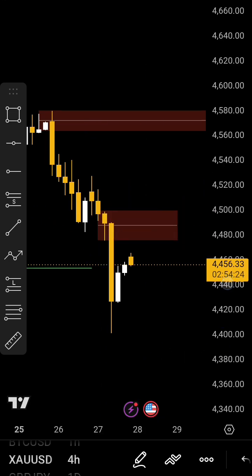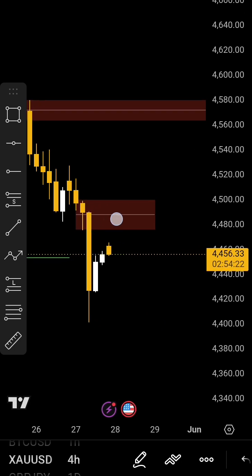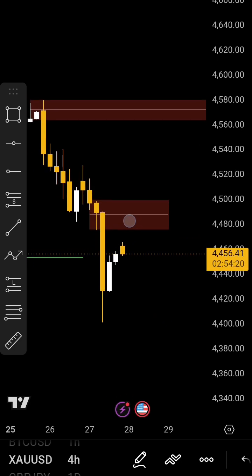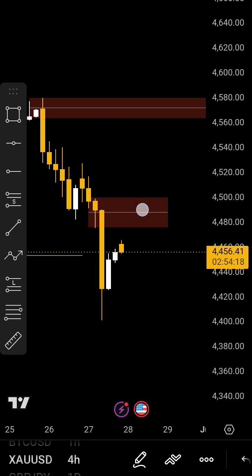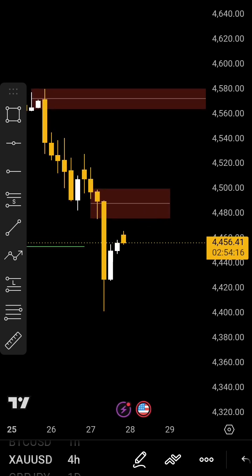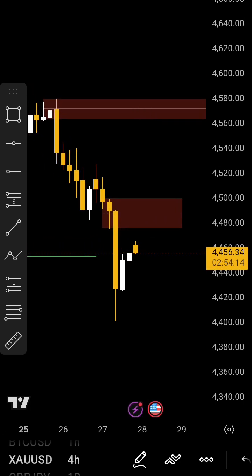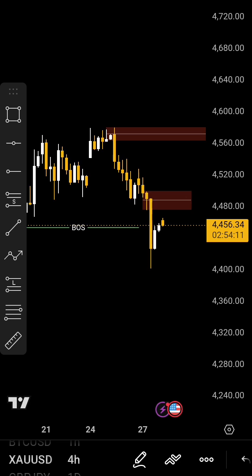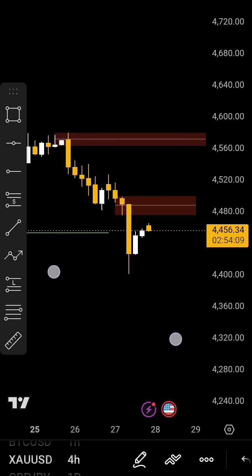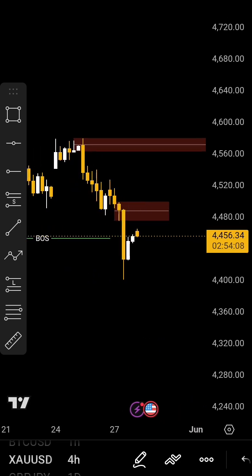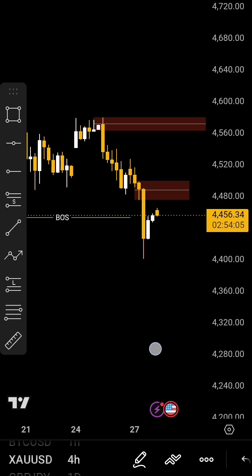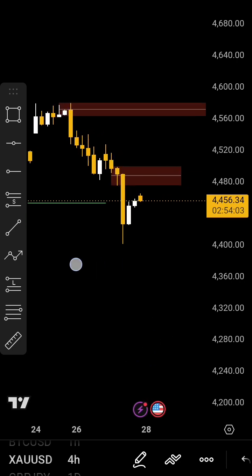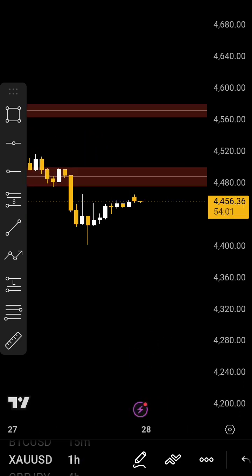Which means we have to be very careful. We have to look at this first order block before looking at the second one, because price will have to deal with this first order block before going to the second one. So it's something you have to look out for. We have now marked our two order blocks: the 4-hour order block, which is this one, and the daily order block, which is the one above. Let's now go straight into our 1-hour time frame and see what is going on.